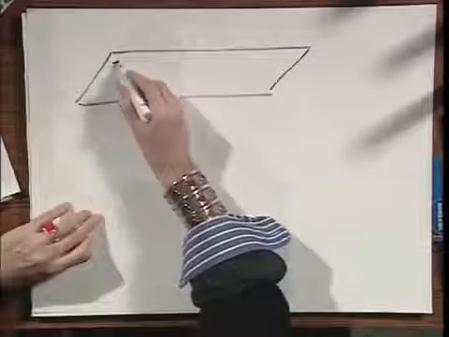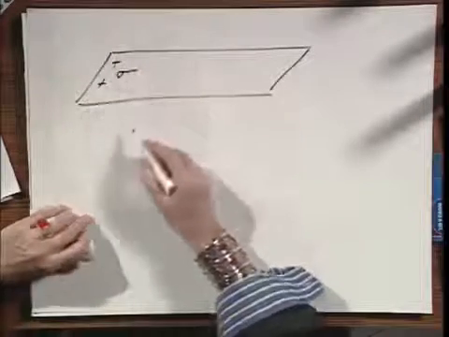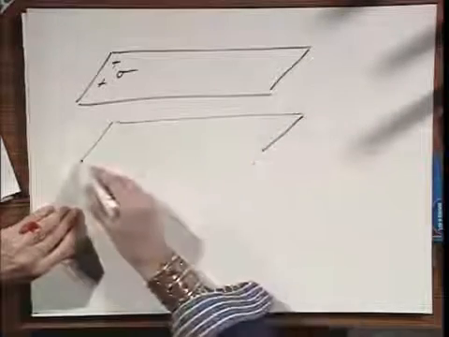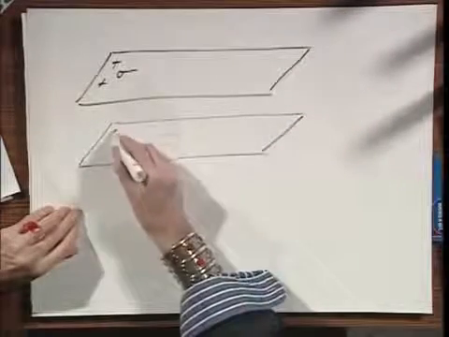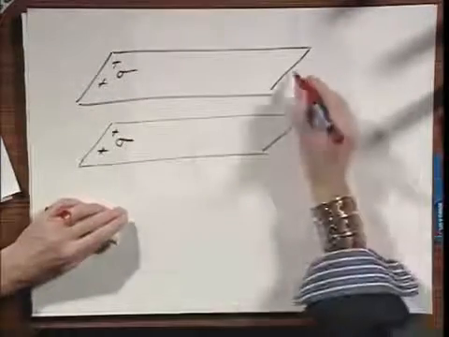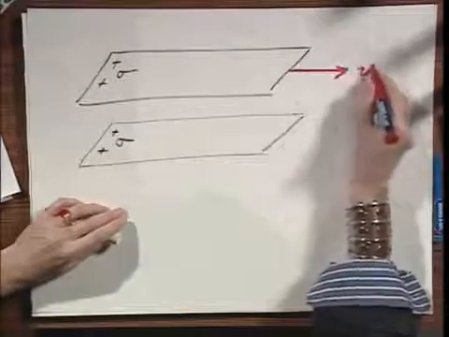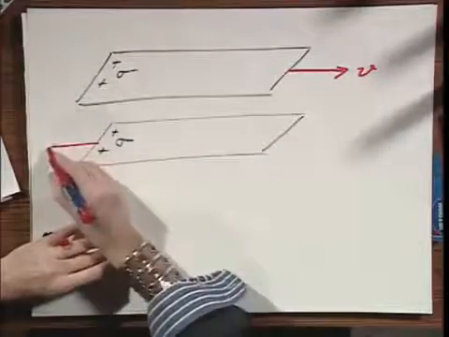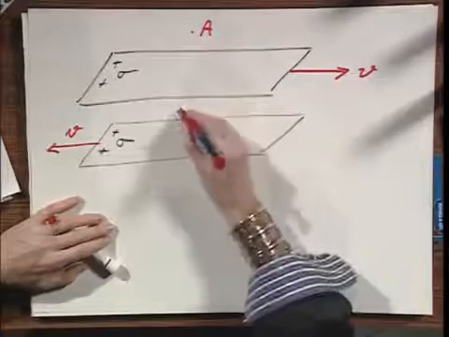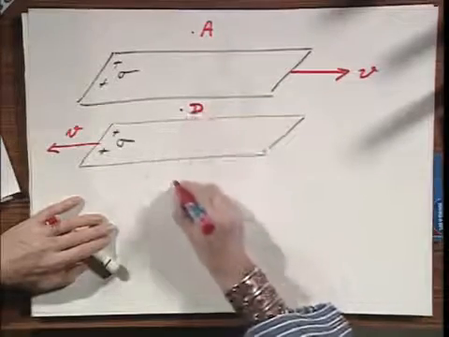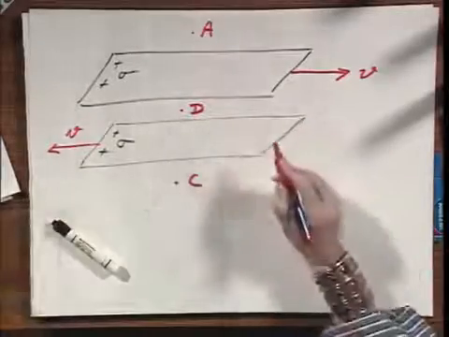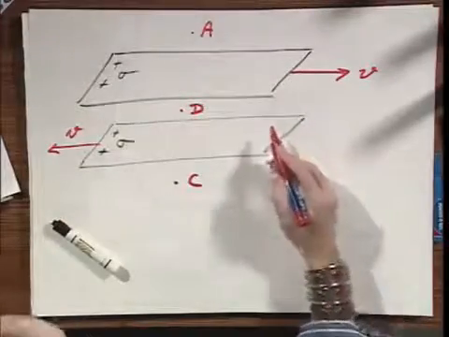This has again sigma, and I have another one, also huge in size, also plus sigma, uniformly charged, but one is going in this direction, and the other one is going in this direction. We have a point A here, we have a point D between the plates, and we have a point C below the plates. I avoid the B here because I don't like B's when we deal with magnetic fields.